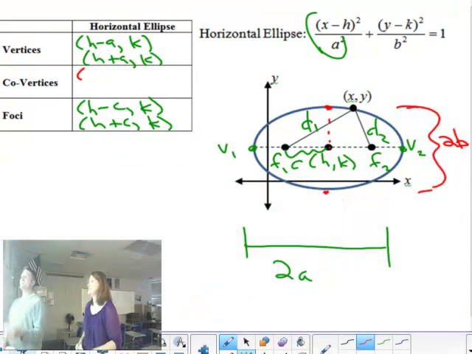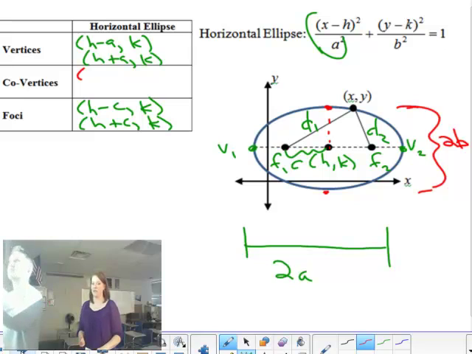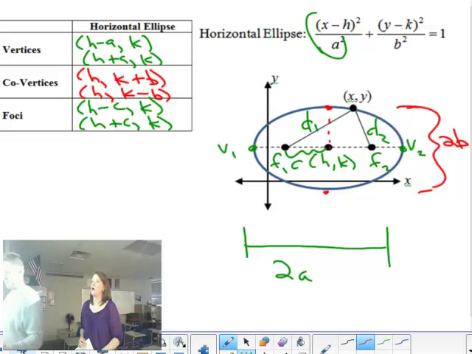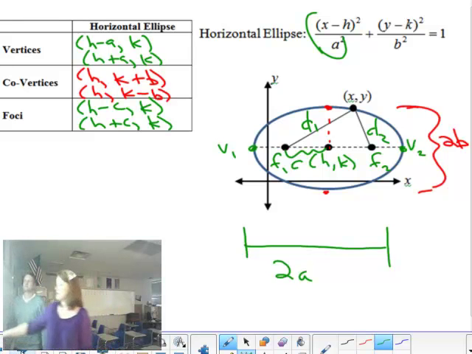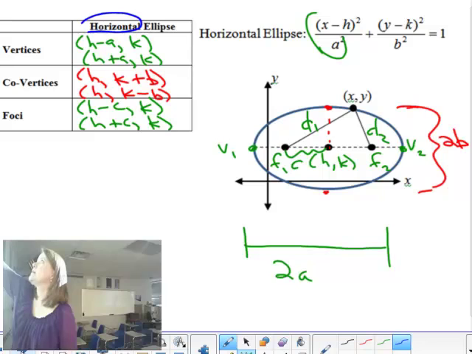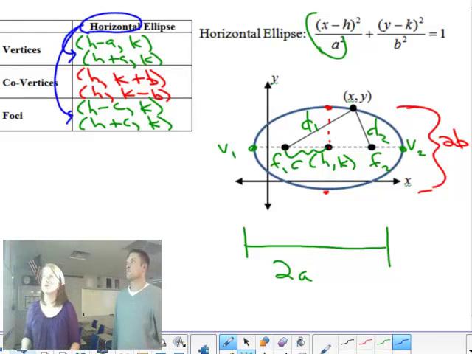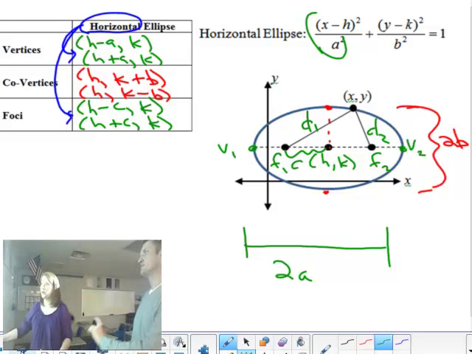Help me out here. What are we going to do? The h is going to stay the same. So we're going to have h comma, but this time, notice we're going up and down, so it's going to be k plus b and k minus b. There you go. So again, on a horizontal ellipse, the horizontal values of the vertices and the horizontal values of the foci will be changing.